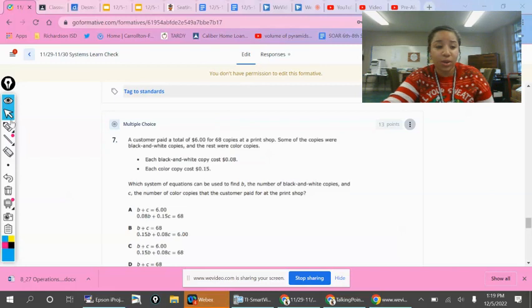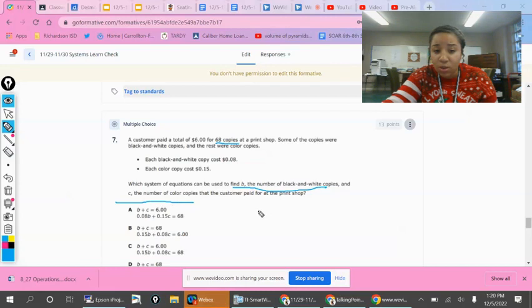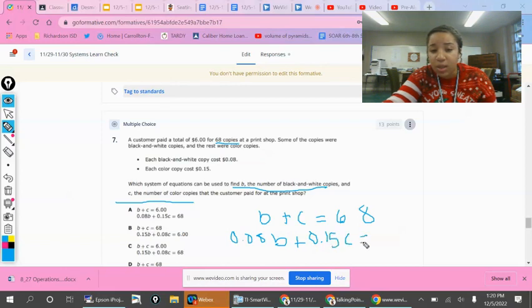Okay, so the first thing we're going to do is we're going to match things. So we know there's 68 copies, okay? And we know that B is going to represent black and white, and C is going to represent color. So we know that B plus C is going to need to equal 68. We know that the black copies cost 8 cents. We need to have 0.08B, which would be the black copies, plus the color copies, which would be 0.15C, which would equal $6.